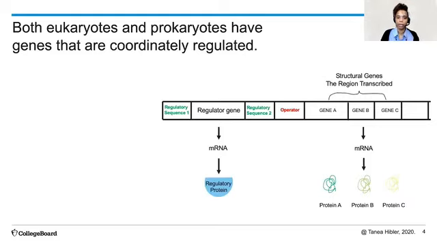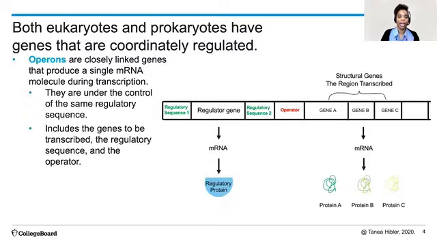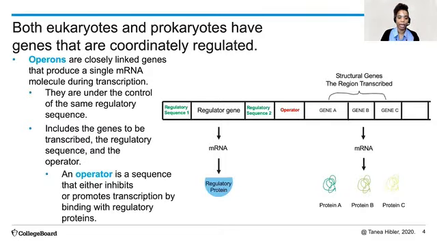Both eukaryotes and prokaryotes have genes that are coordinately regulated. Operons are closely linked genes that produce a single messenger RNA molecule during transcription. They're under the control of the same regulatory sequence. It includes the genes to be transcribed, the regulatory sequence, and the operator. An operator is a sequence that either inhibits or promotes transcription by binding with regulatory proteins.